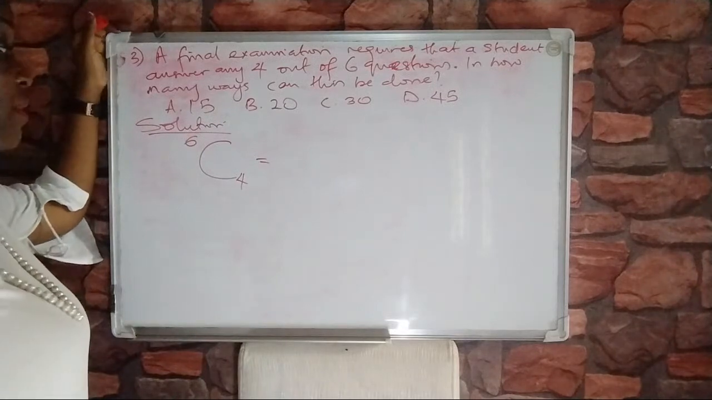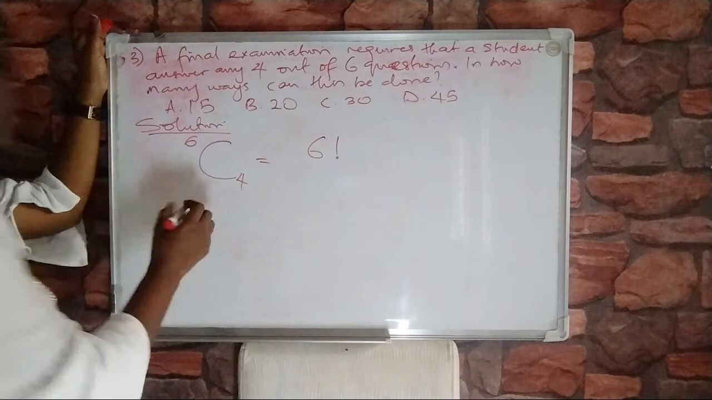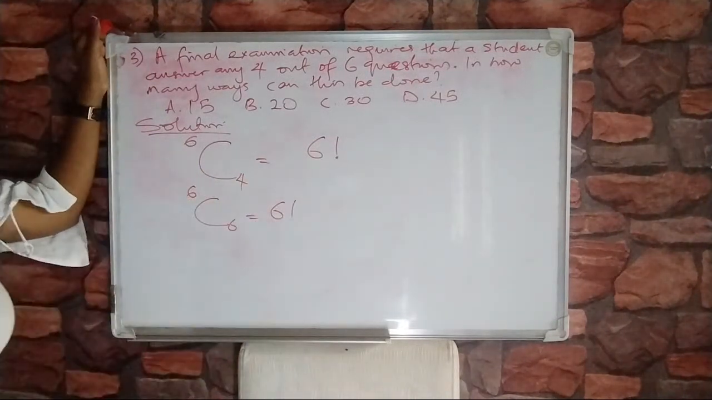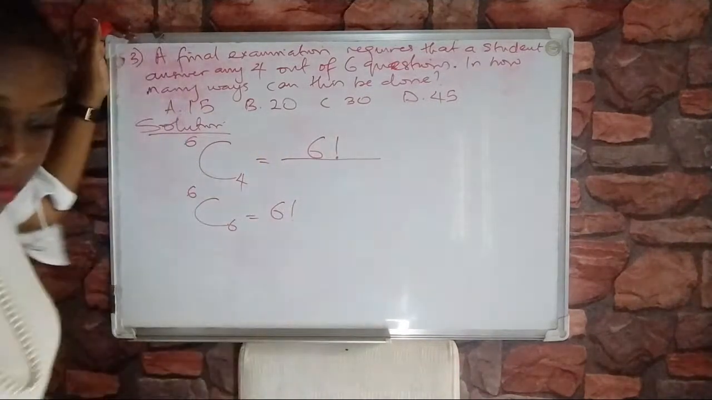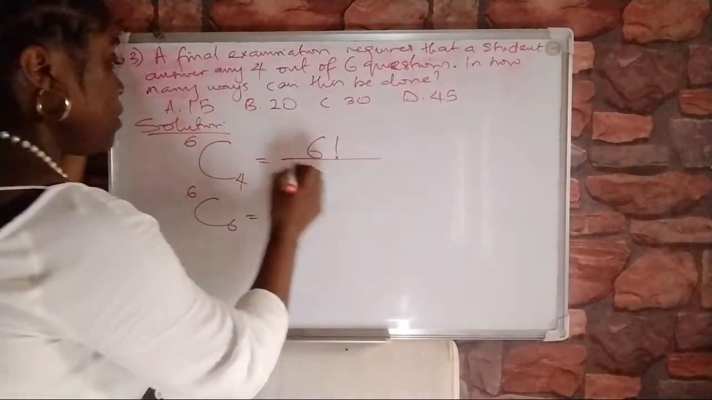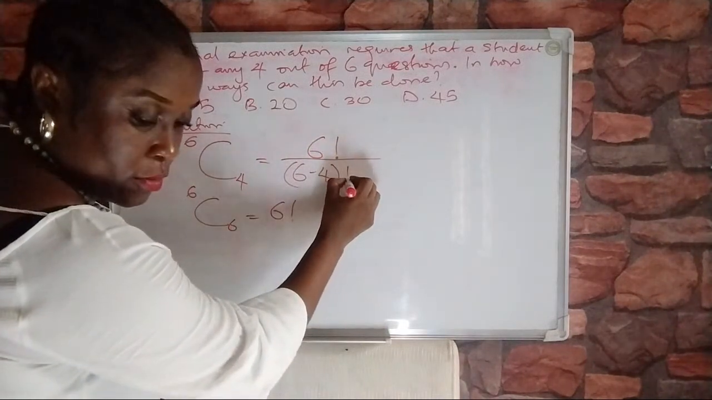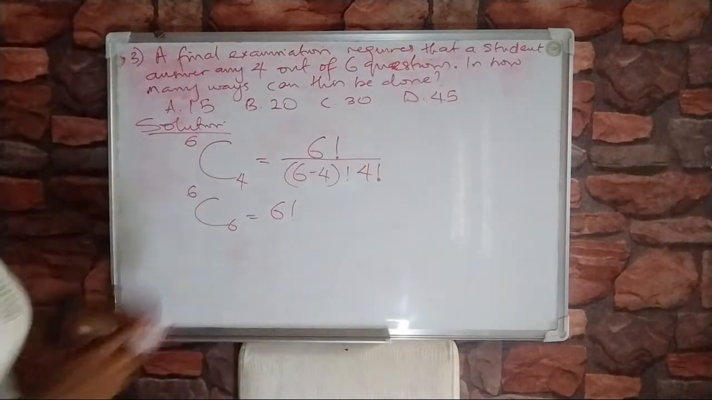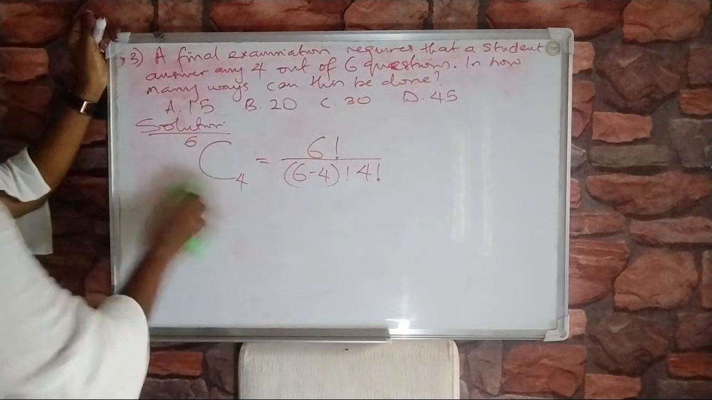So when you have it like this, it means that you're going to have 6 factorial. Had it been only 6, it would have just been 6 factorial. But since you have 4 under, it's going to be all over 6 minus 4 factorial multiplied by 4 factorial. All right? That's how it's going to look.